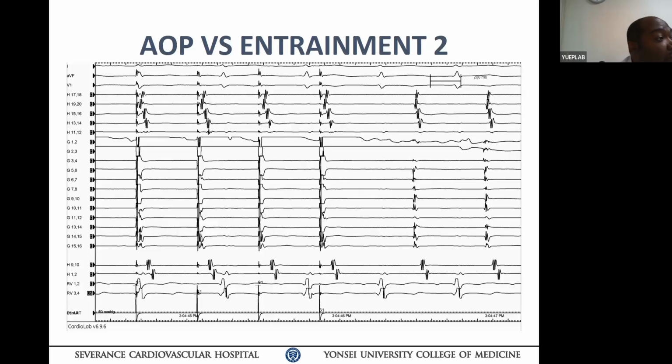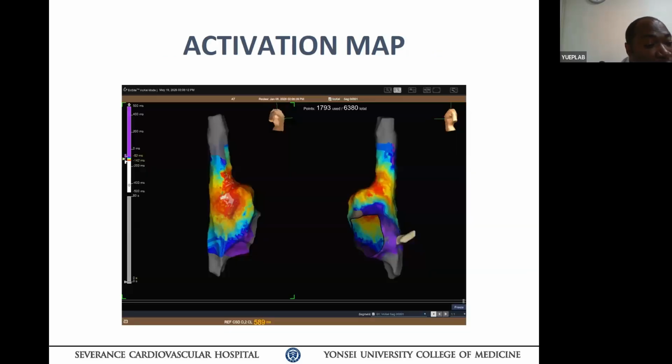Then again, one may argue that in concealed entrainment, if the catheter is within the circuit, then you may not see progressive fusion. But if that's the case, then on termination, you would expect that the rate would be approximately the same because you are pacing from within the circuit. So from this, it shows that entrainment was unsuccessful, and so it was unlikely to be a reentrant mechanism.